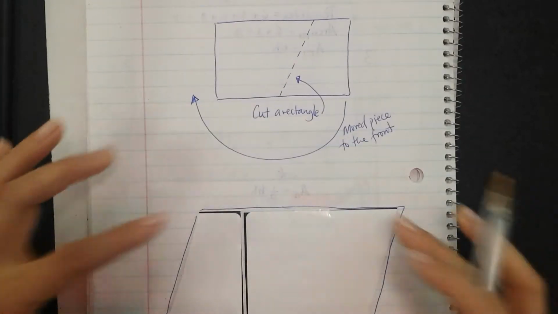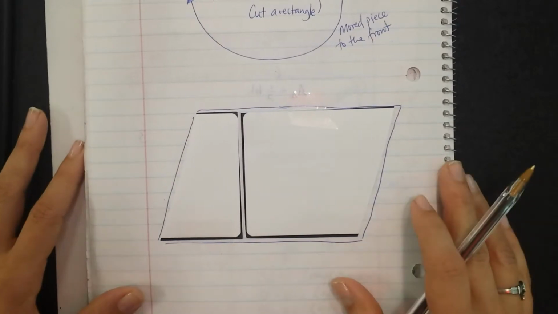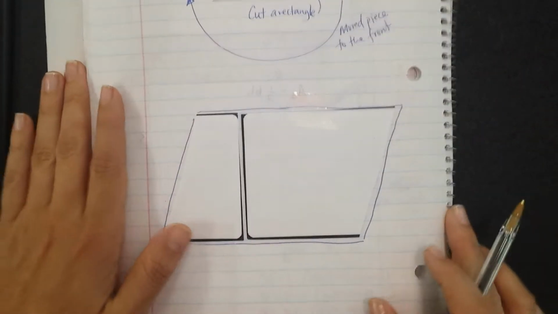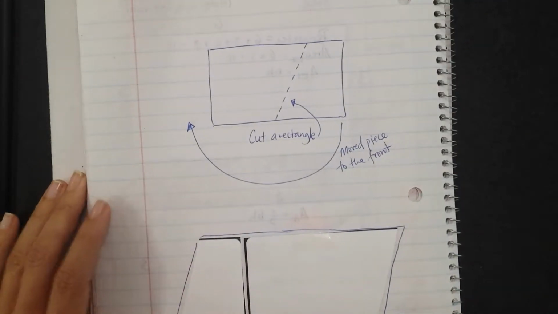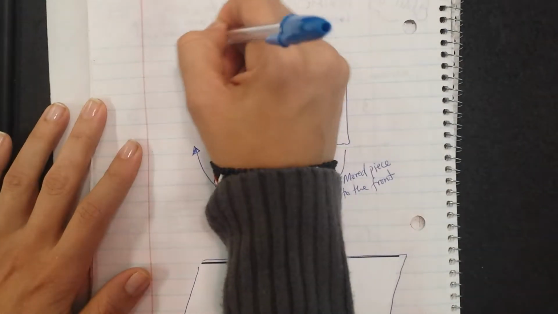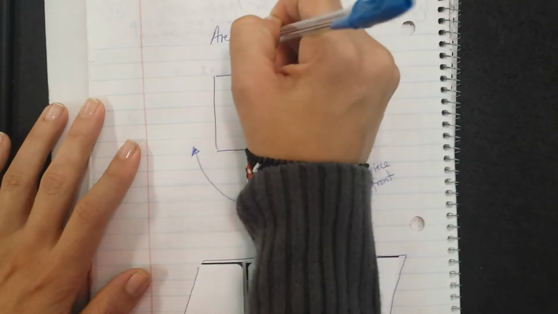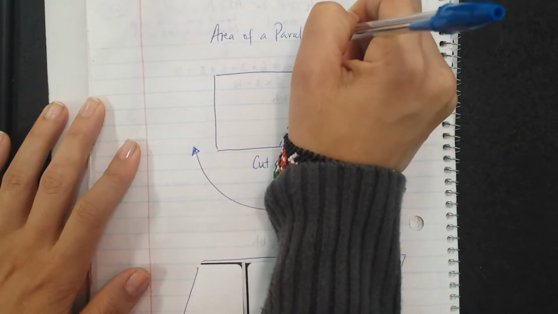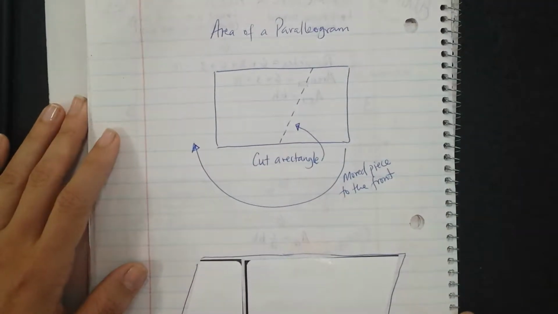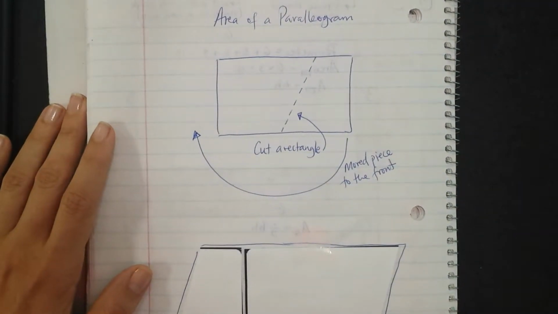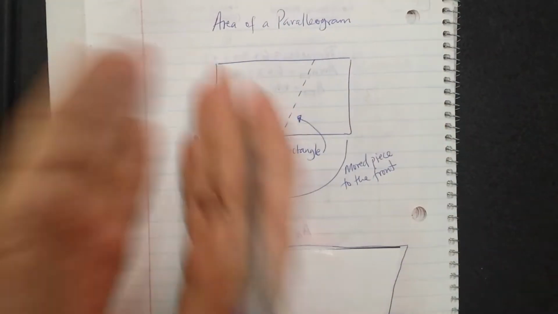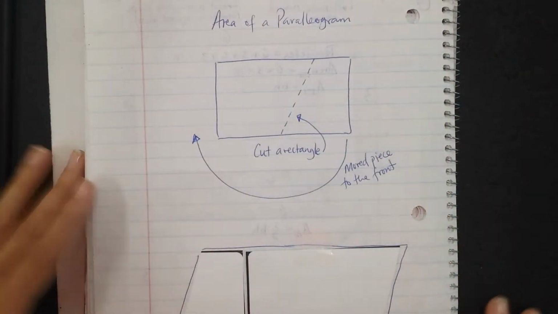So a parallelogram is still a rectangle. Did my area change? Isn't it still the same amount of boxes? All I did is I just moved a piece to a different spot. So then the area of a parallelogram is still going to be the same as the area of a rectangle, because all I'm doing is taking a rectangle and moving a piece to the front. It's the same rectangle, nothing changed.